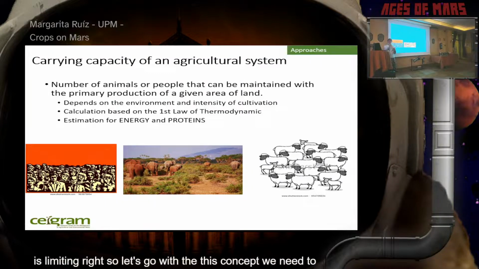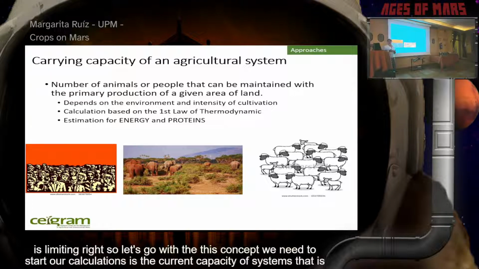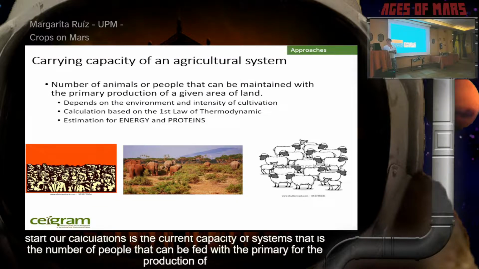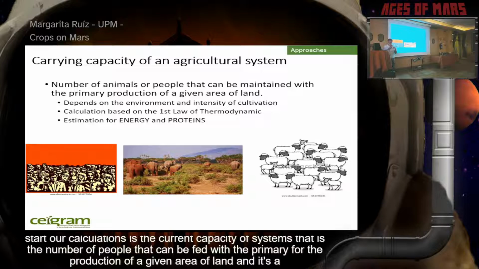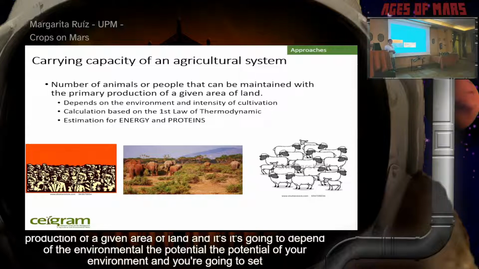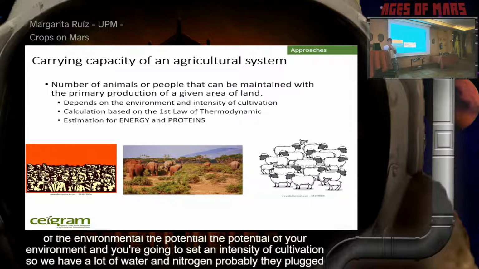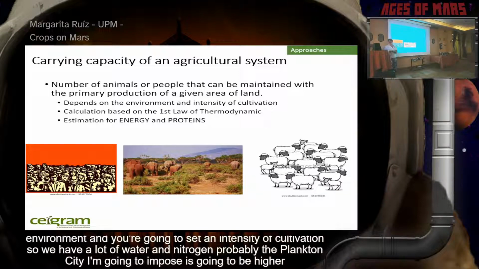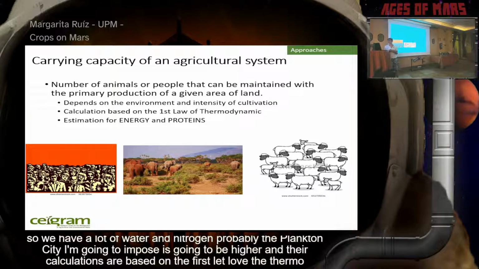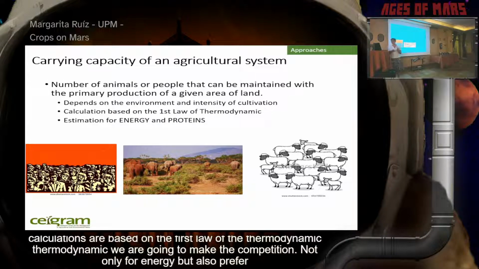We need to start our calculations. That is the carrying capacity of an agricultural system. That is the number of people that can be fed with the primary production of a given area of land. And this is going to depend on the potential of your environment, and you are going to set an intensity of cultivation. So we have a lot of water and nitrogen. Probably the plant density I'm going to impose is going to be higher. And the calculations are based on the first law of thermodynamics, and we are going to make the computation not only for energy but also for proteins.